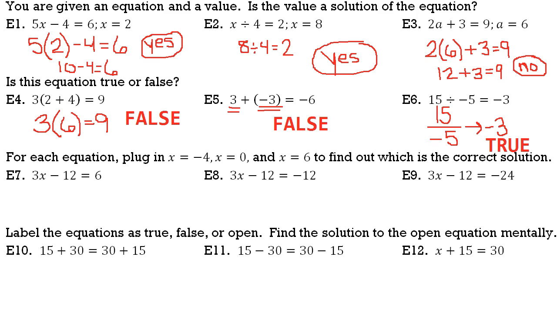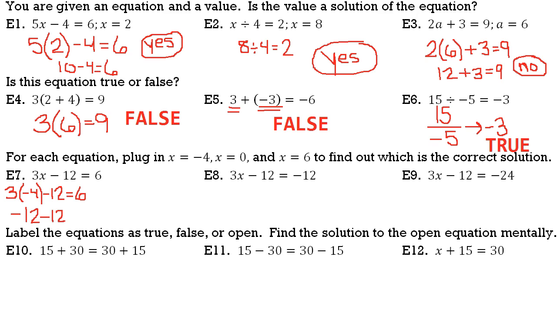All right, for each equation, plug in those values and find which one is the correct solution. So this one is going to be a little bit more of a pain because you have to test out everything to see which one will get you what you need. And there are actually some equations where you will have more than one value that works. But in this case, just a little secret, it's only going to be one of them, if any of them work at all. So you've got 3 times negative 4 minus 12. So that would be negative 12 minus 12.